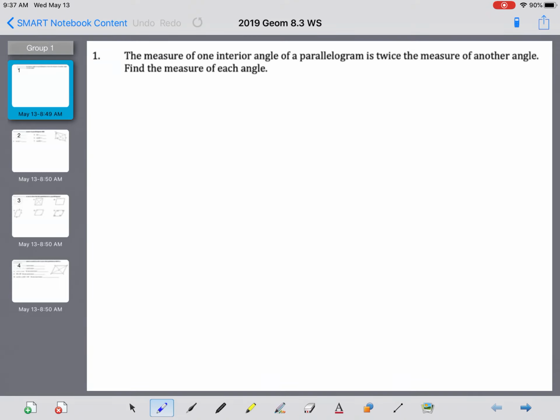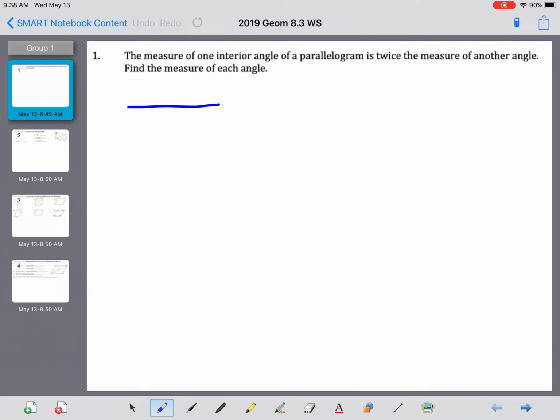Hello, going through the 8-3 worksheet, dealing with the first four theorems, actually the first 8 theorems dealing with parallelograms. Okay, it says the measure of one interior angle of a parallelogram is twice the measure of another angle. Find the measure of each angle.